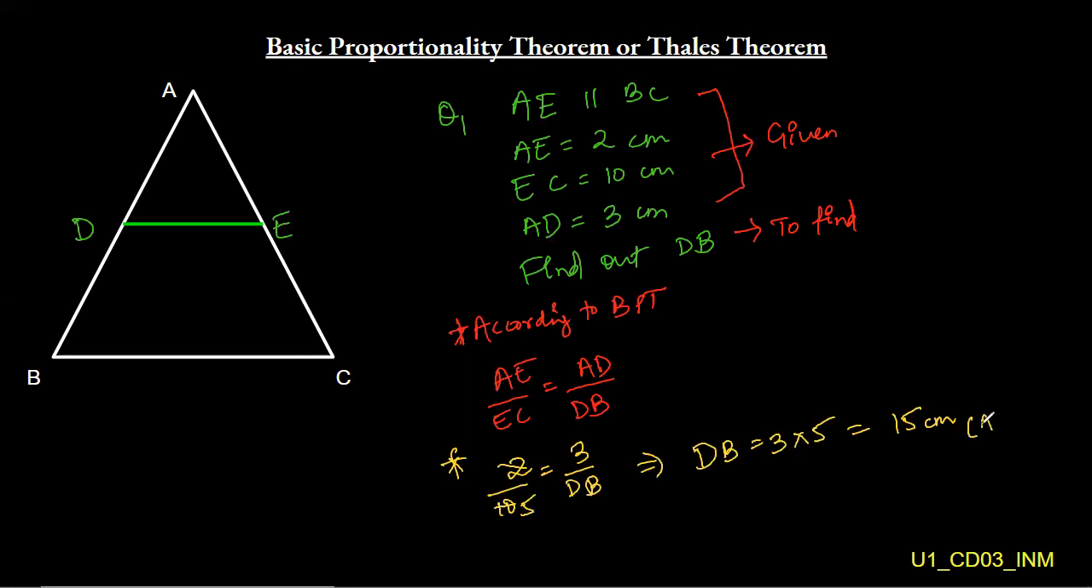Now this here is your answer. So this is how a question comes in the BPT theorem. आपको 3 parts दिए होंगे. In this scenario we had AE given, AD given, EC given. हमको ये नहीं पता था BD. This is what we calculated in this question.